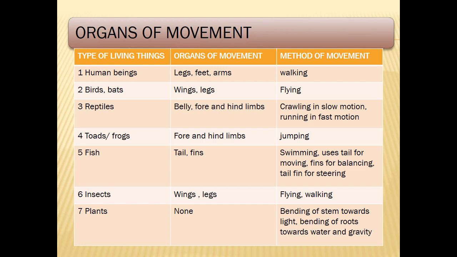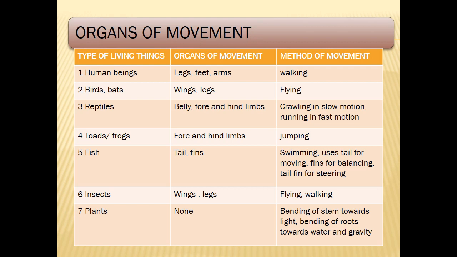Organs of movement, belly, fore and hind limbs. Belly, in terms of snakes, they crawl with their belly. And then fore and hind limbs, like crocodiles, they have fore and hind limbs. The front leg is the forelimb and the back leg is the hind limb.